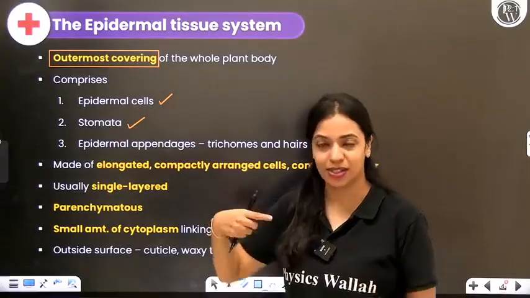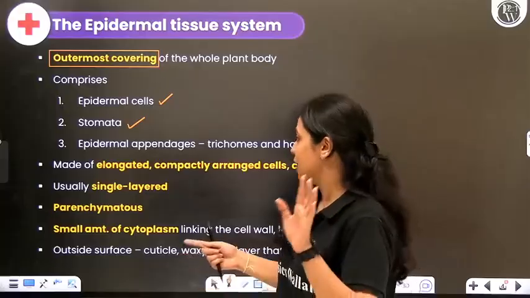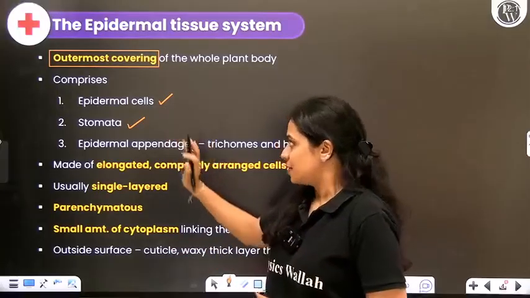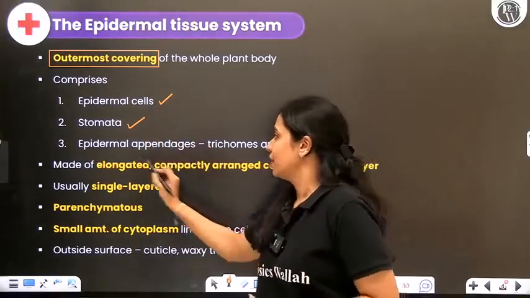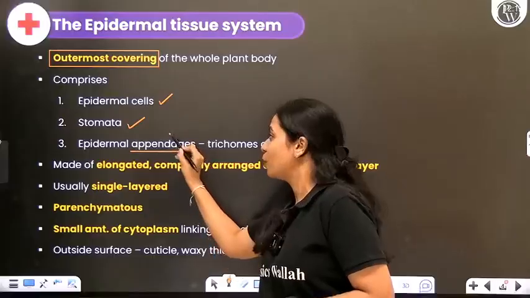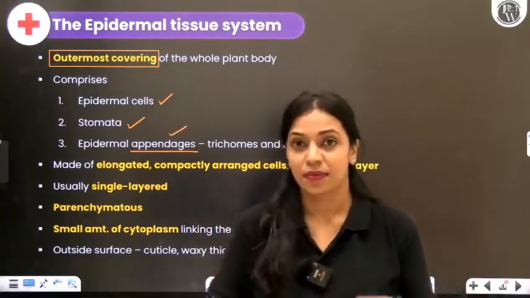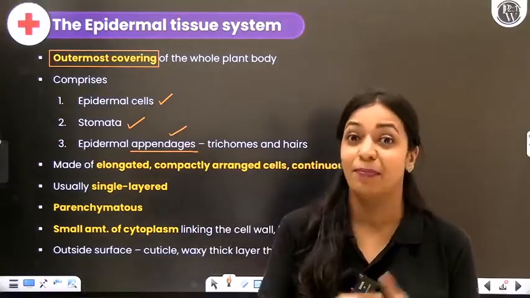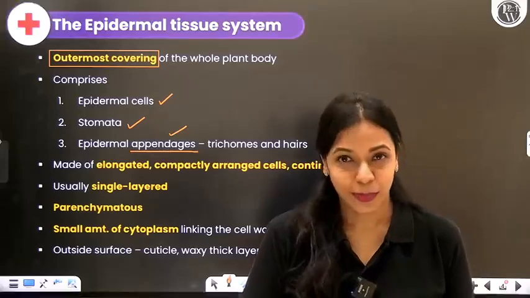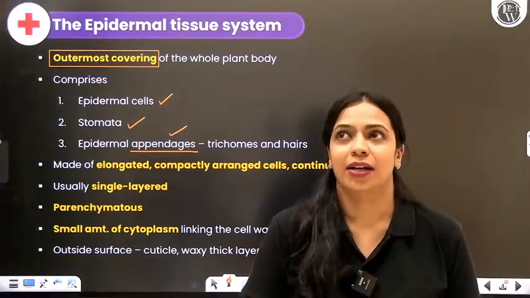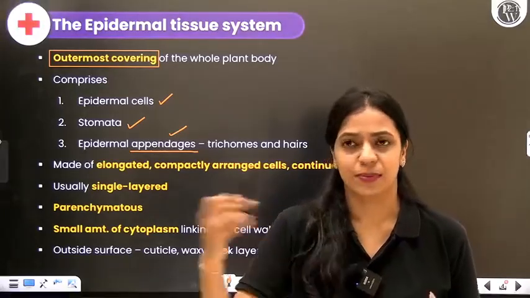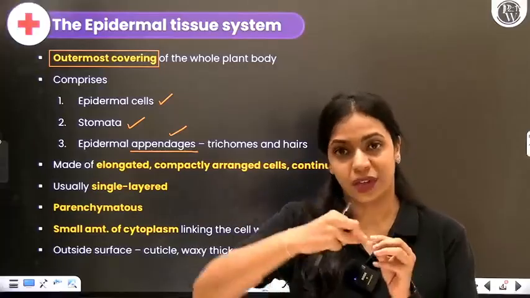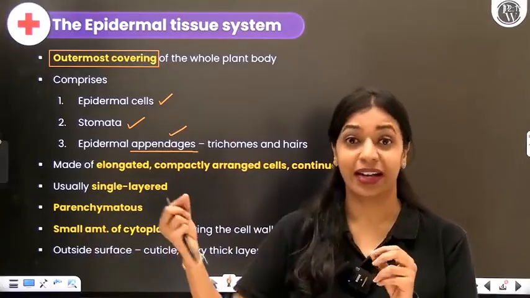When we learn about its structure and function, I will explain to you. Next, epidermal cells, stomata. Thirdly, epidermal appendages. Remember what appendages means? We spoke about appendages in bacterial cell. We spoke about pili and fimbriae and what else, like flagella and all of that, right? So whatever arises from the surface, that is called an appendage.